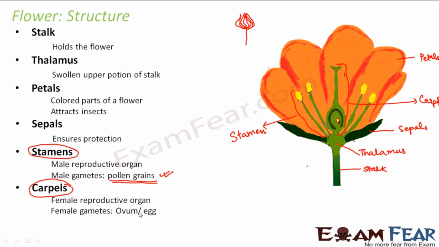And what are the female gametes known as in a plant? It is known as ovum or egg. The plural of ovum is ova. So the male gametes are known as pollen grains and the female gametes are ovum or egg in a plant. So now we are aware of the different structure of the flower.